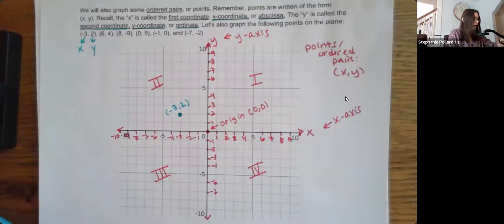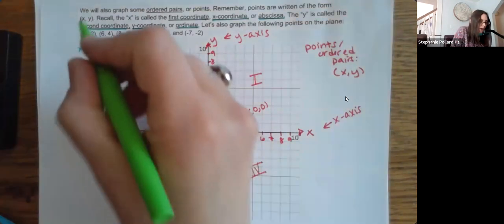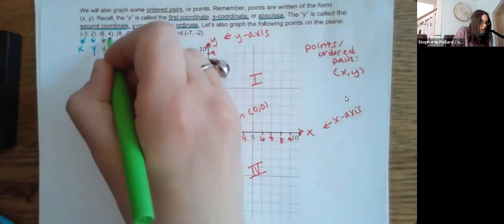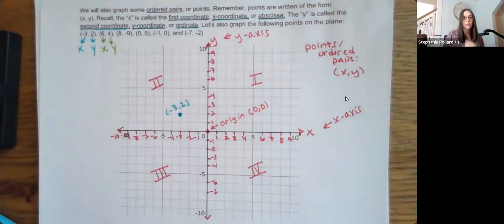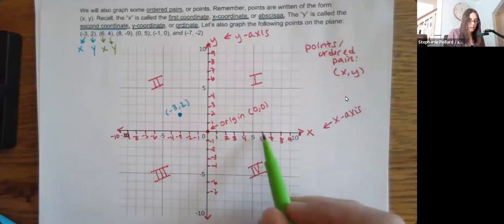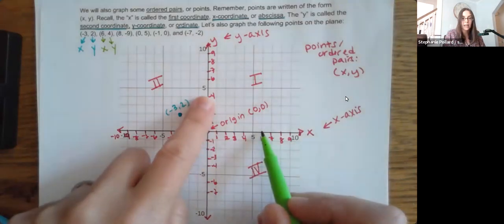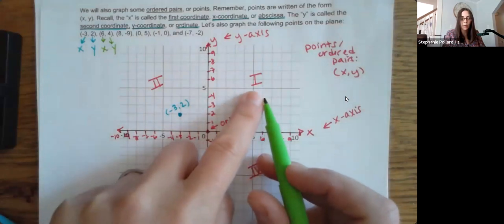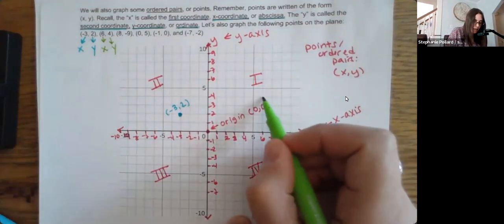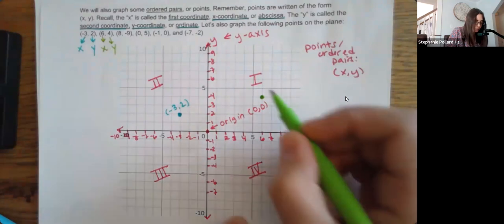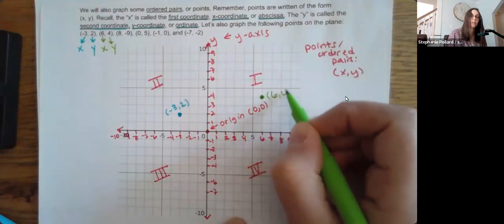Let me do another one. So here our x value is 6 and our y value is 4. So I'm going to find 6 on the x-axis, which is right here. I find 4 on the y-axis. And then I'm going to just match those up and put a point right there where they intersect.